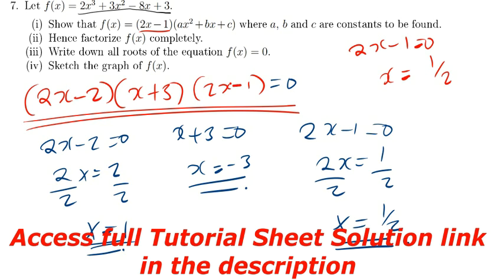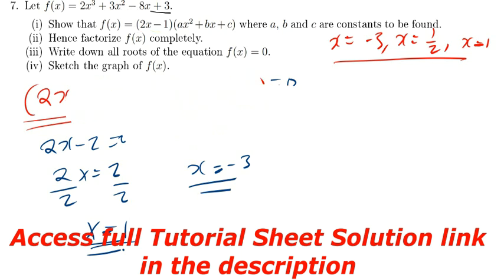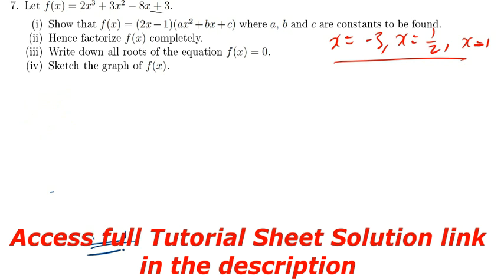Now they want me to sketch. So sketching polynomials, like I said earlier, I've got x is equal to -3, x is equal to half, and x is equal to 1. Now I can get rid of everything here. Remember the end behavior of the polynomial. The end behavior of a polynomial, this is now an odd one.